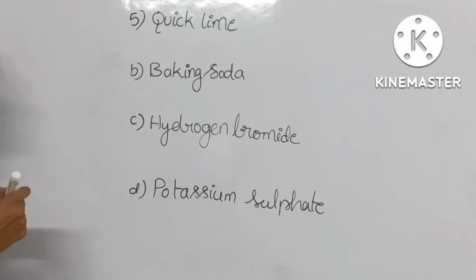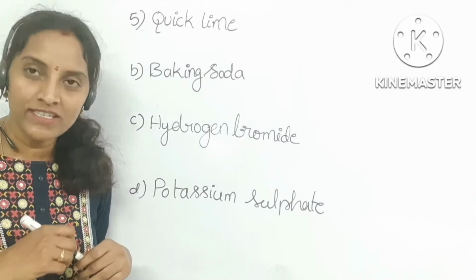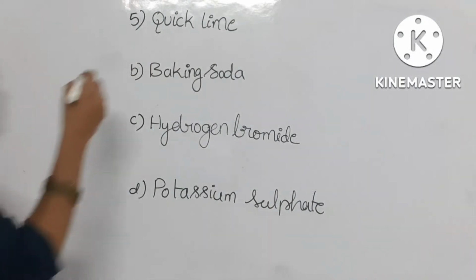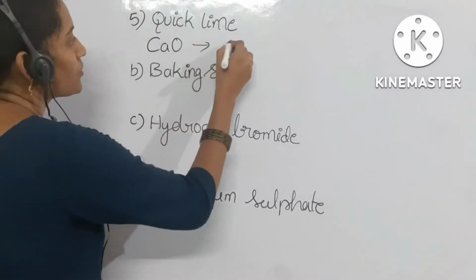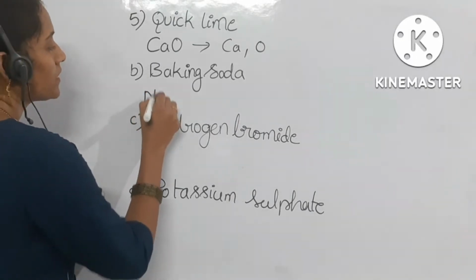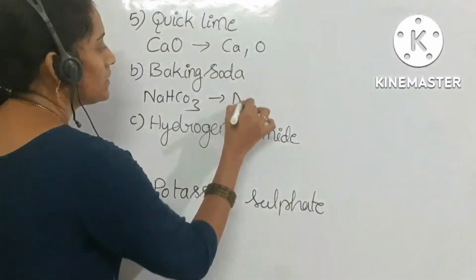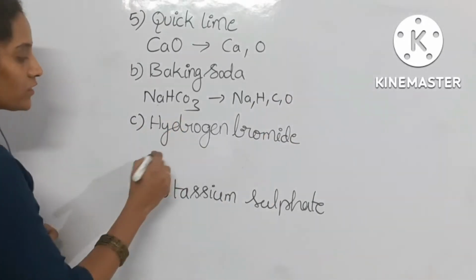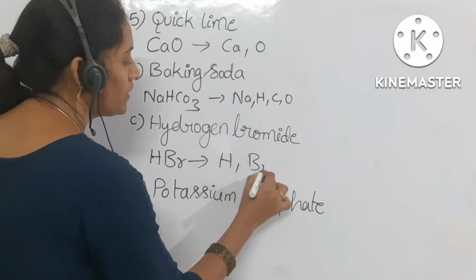This is question number 5 from your exercise. In that one, the first one is quicklime. For all these 4 items, you have to identify which atoms are present in their molecular formulas. First of all, you can see the quicklime formula is CaO, calcium oxide. So in this calcium oxide, calcium and oxygen atoms are present. Baking soda is NaHCO3. In this NaHCO3, sodium, hydrogen, carbon and oxygen atoms are present. In the same way, hydrogen bromide is HBr. In this HBr, hydrogen and bromine are present.